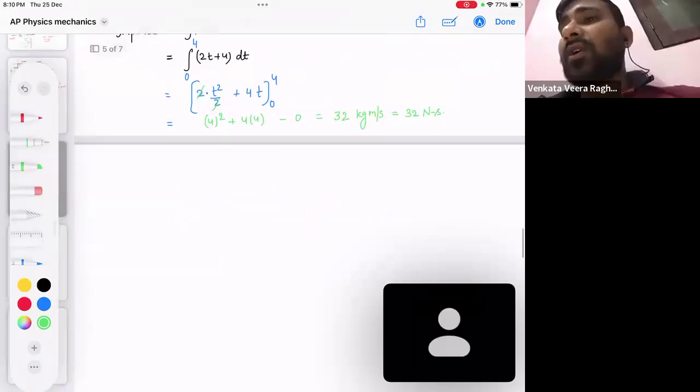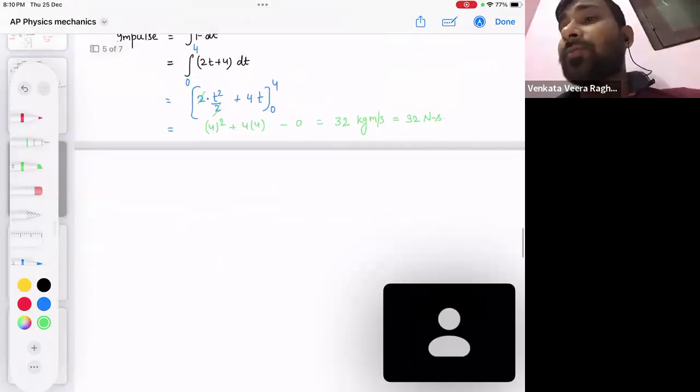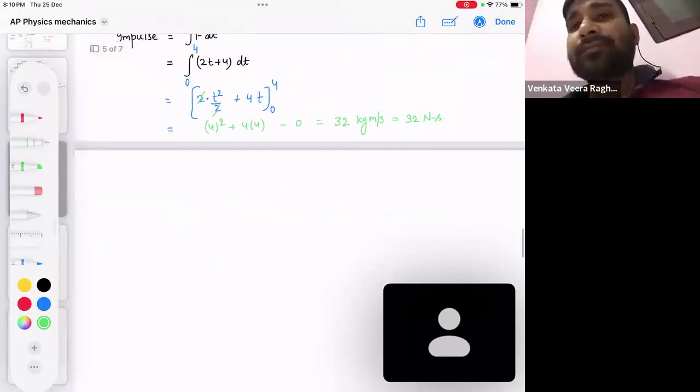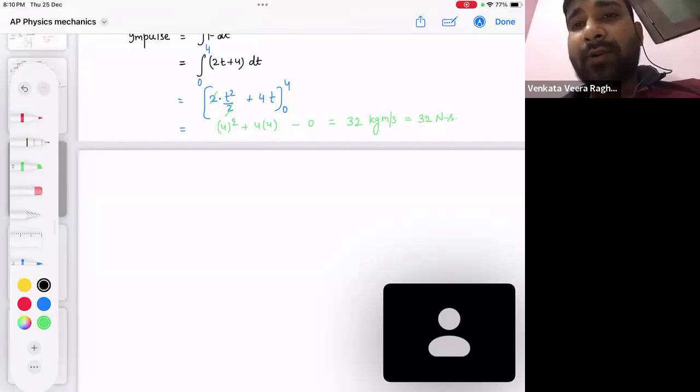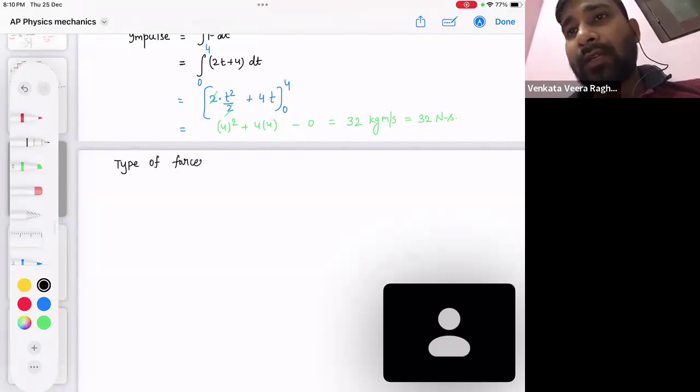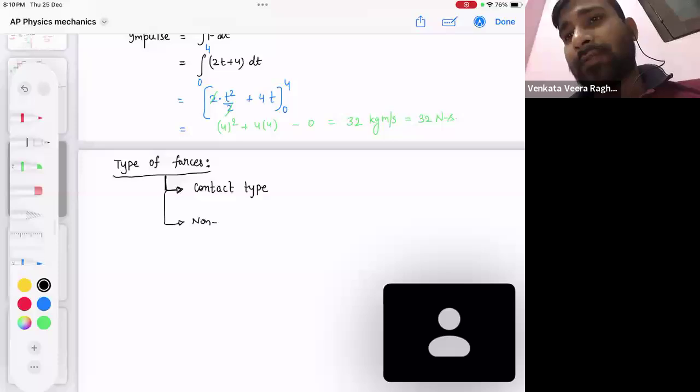So let's discuss now what are the different types of forces going to be involved in this chapter. There are a few common forces which we have to draw in the free body diagram. So let's try to understand the types of forces. What are the different types of forces we have? We can divide all the forces into two types. What are the two types? Contact type, and the second one is the non-contact type.